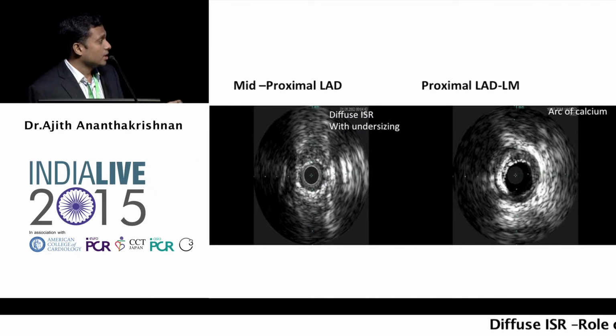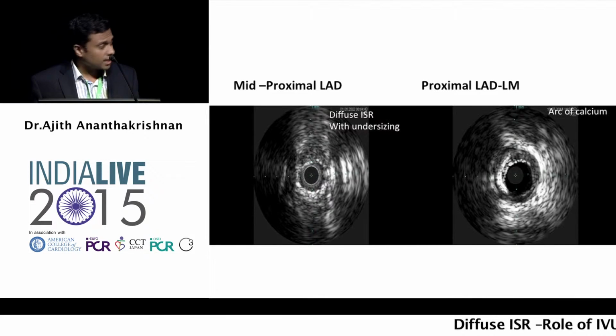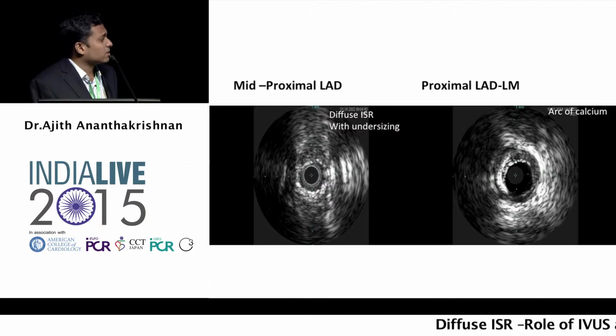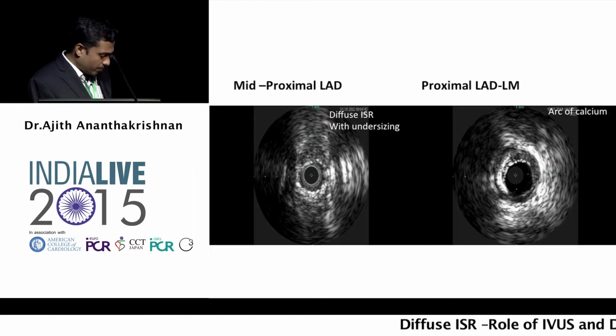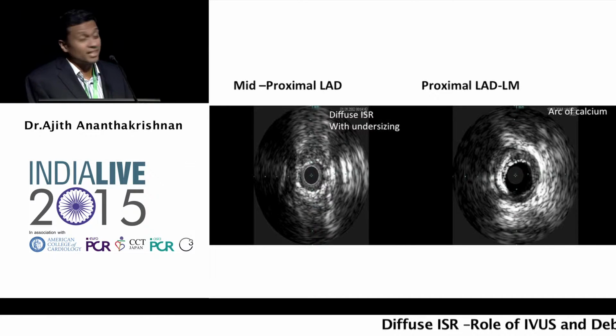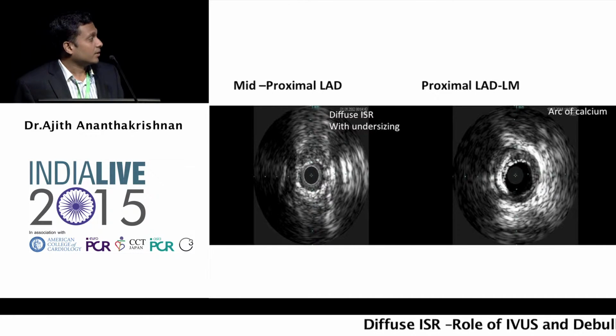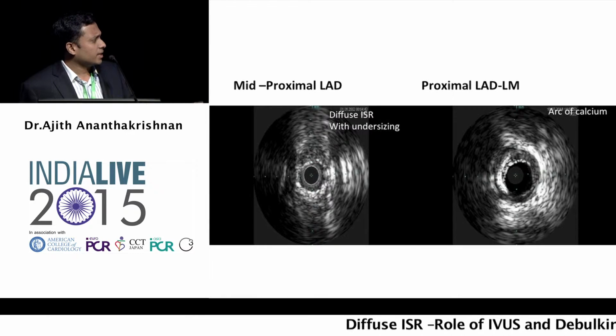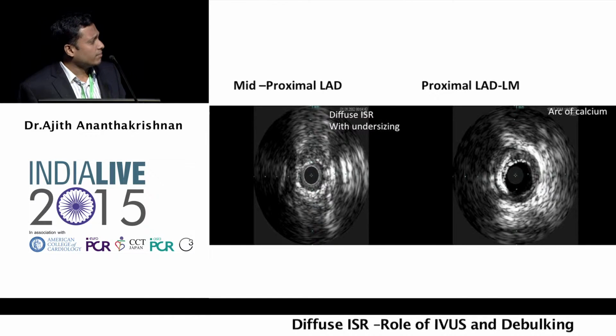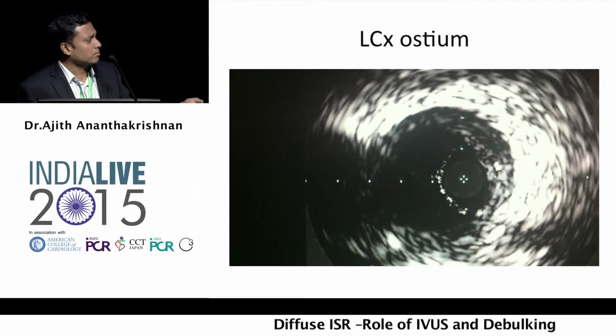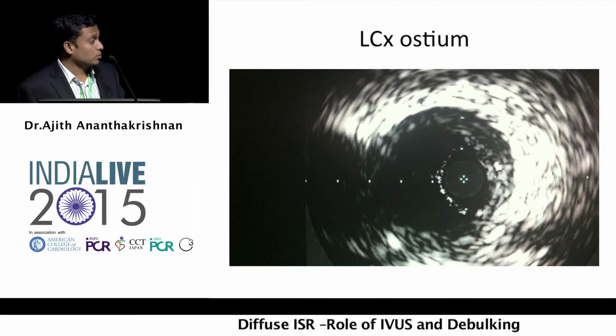Now, when we come to the second loop on the right, we can see an arc of calcium from 7 o'clock to 2 o'clock. Sorry, can you play the one on the right side? Okay, so there's an arc of calcium, and this is the proximal LAD. Again, significant plaque burden of the proximal LAD. And as we come to the left main, you can see a significant lumen compromise of the left main. We can also see the anterior interventricular vein going up to the great cardiac vein.